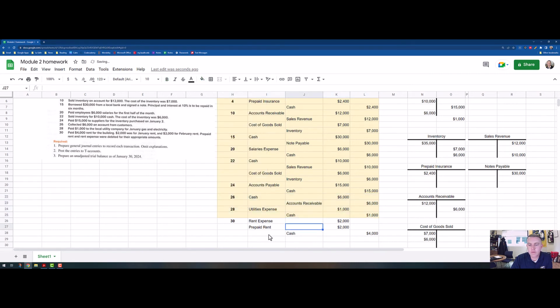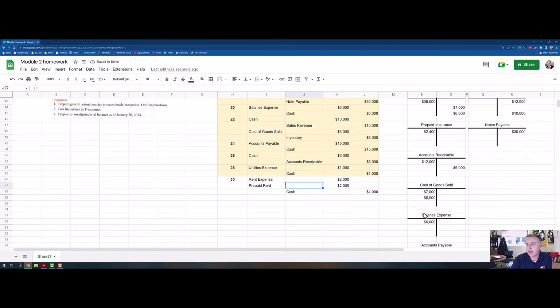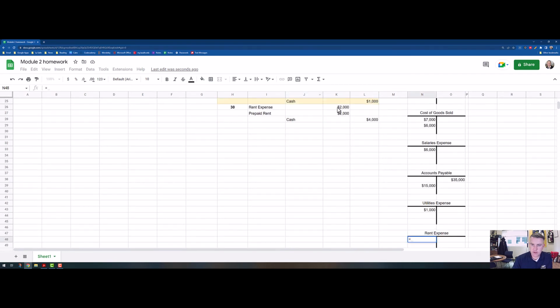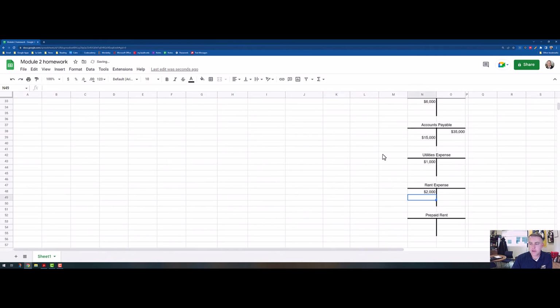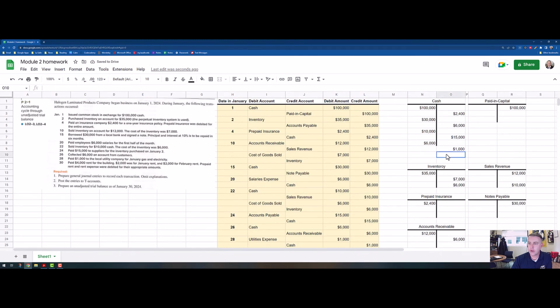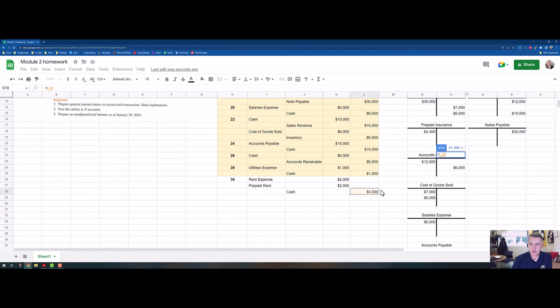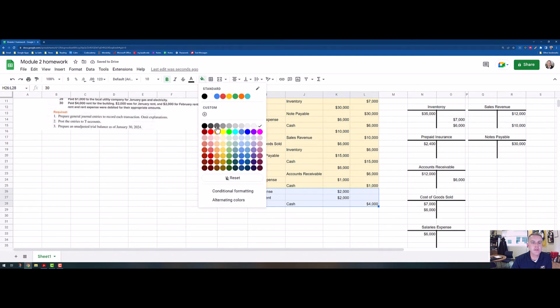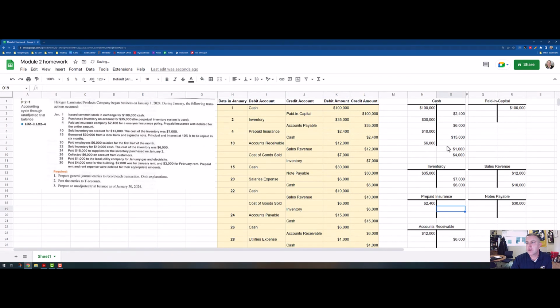All right, last one, rent expense. Debit rent expense 2,000. Debit prepaid rent 2,000. And finally, credit cash for 4. There we go. We recorded all of these entries, or we posted all of these entries. And let's put this border here. So we save that. Now we have our T accounts. We're finished with part 2.